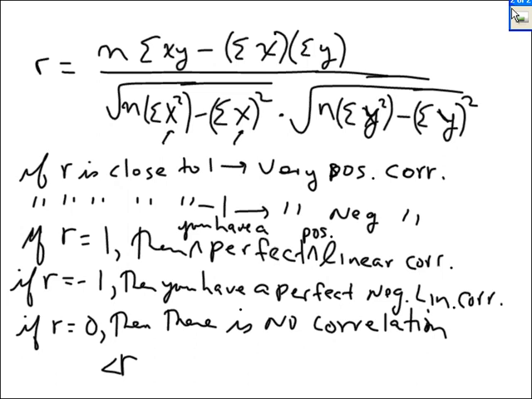Turns out that R is always in between negative 1 and 1. This is the symbol for R is in between. You might actually have equals as well. R is in between this value and that value.